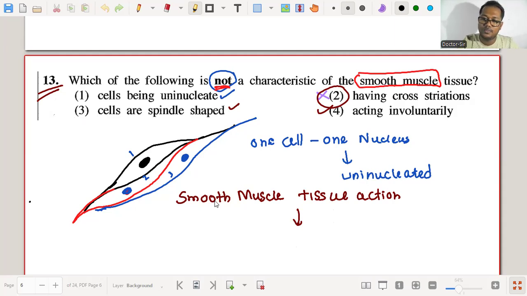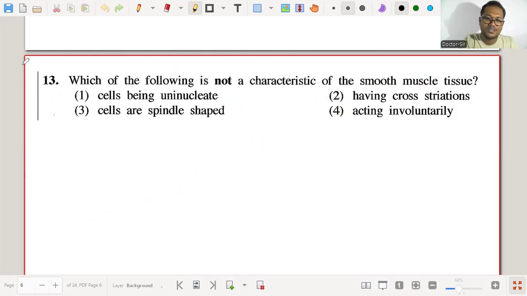Okay, super. I saw some of you didn't see the word "not". Now we will move on to the next question.